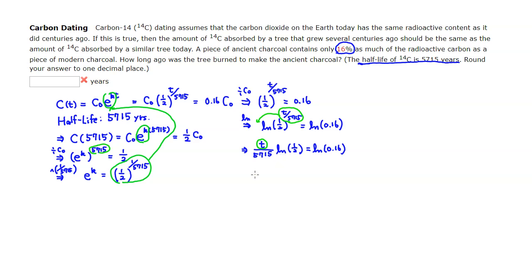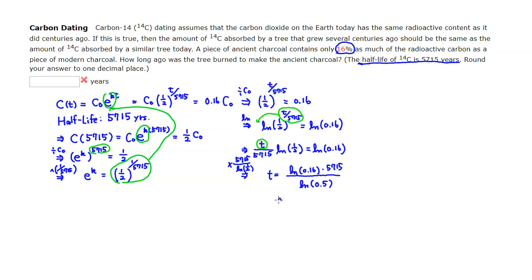Since we're interested in finding the value of t, we just need to get rid of 5,715 on the bottom and the natural log of 1/2 on top. So we can multiply by 5,715 and divide by the natural log of 1/2, so that way t is all by itself. You have the natural log of 0.16 that was already there, multiplied by 5,715, then divided by the natural log of 1/2. I'm going to put 0.5 so it's easier to punch into a calculator.